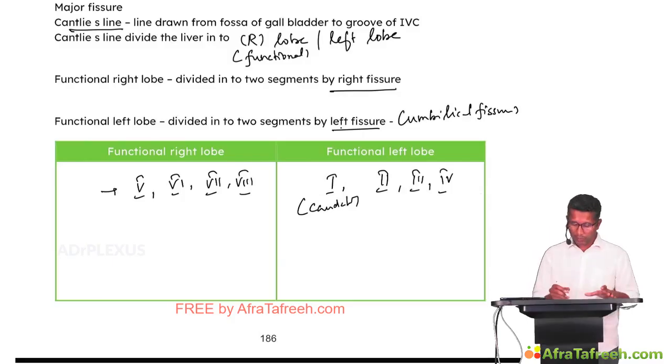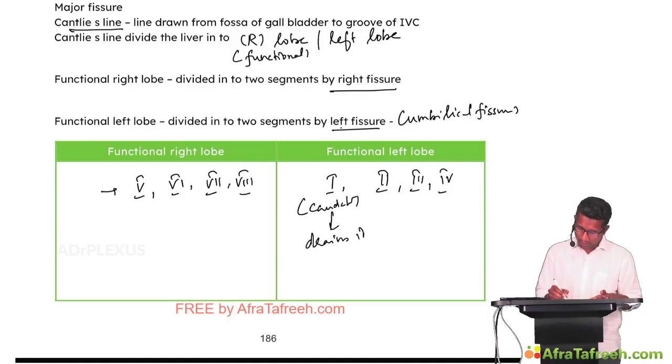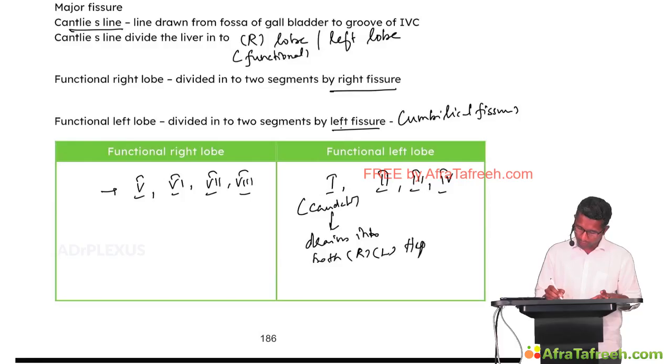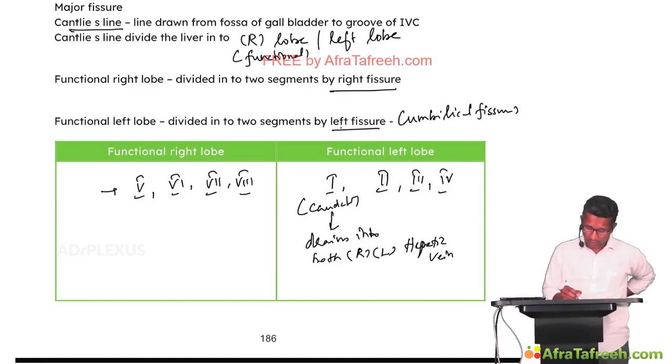The only exception is the caudate lobe. The caudate lobe drains into both the right and the left hepatic veins. Usually on the right side, all of these drain only into the right hepatic vein.